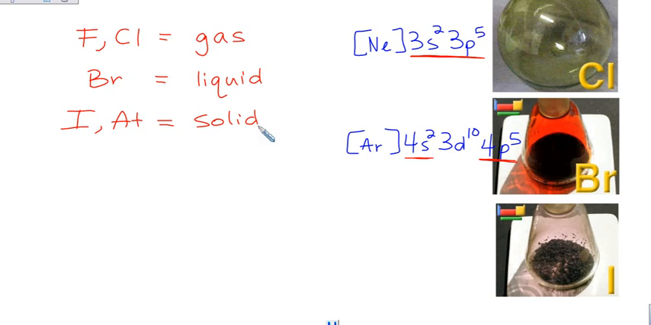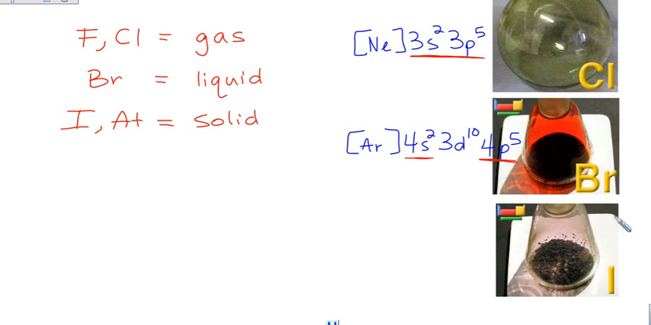What happens is these atoms get heavier and more dense as you go down the group. So you start on the top with gases. You have bromine in the middle, who's a liquid. And then finally down at the bottom, iodine, and again, if we had it, astatine would be a solid.